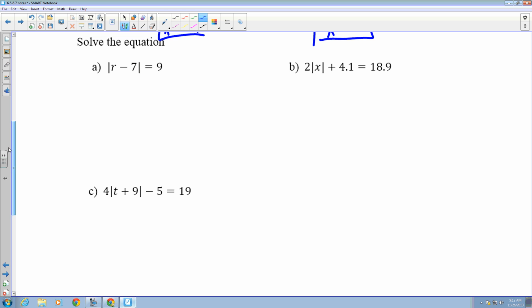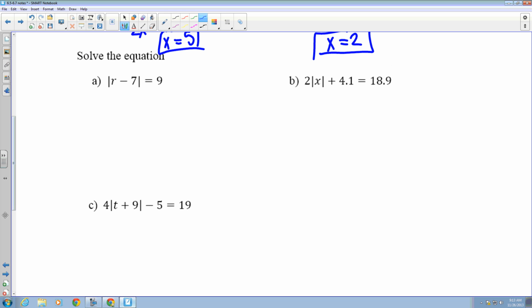Okay, these three I'm just going to give you the answers, so you can go back and check later. This one will go through though. Equals 9 and negative 9. Whoops, not equals. So we get 16 and negative 2.